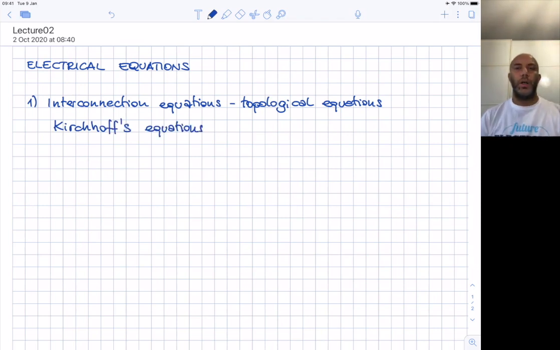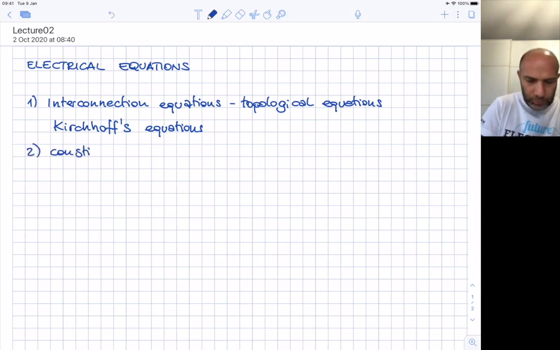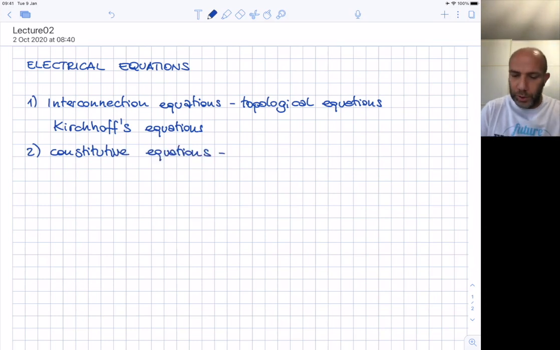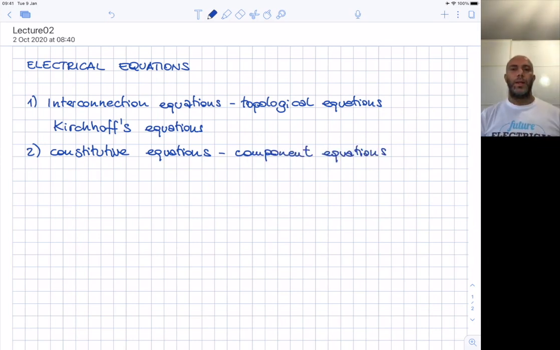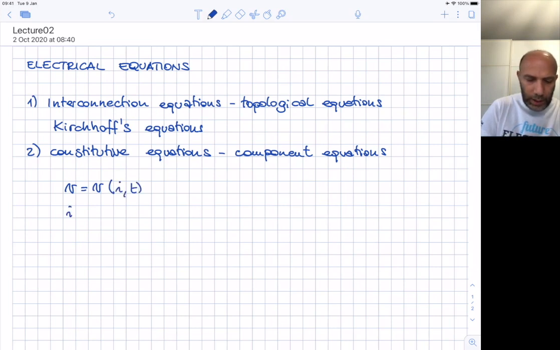The second kind of equations are constitutive equations, or component equations, that are links between the voltage and the current associated to a specific component. So they are equations of the form V equals V of I and T, or I equals I of V and T.